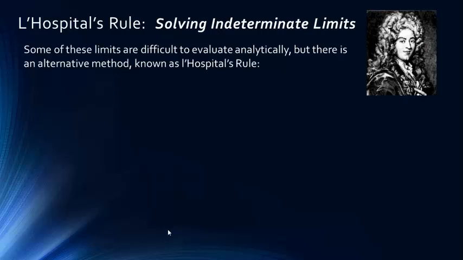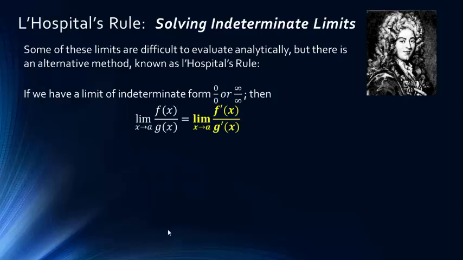So the examples we've looked at were actually quite easy to evaluate analytically, but some functions are not easy to evaluate graphically or algebraically. Okay, and so there's an alternative method known as L'Hospital's Rule, and it says if we have a limit of indeterminate form 0 over 0 or infinity over infinity, then the limit of the original function f of x over g of x, the limit of that quotient, is actually equal to the limit of the derivatives of the numerator and the denominator.